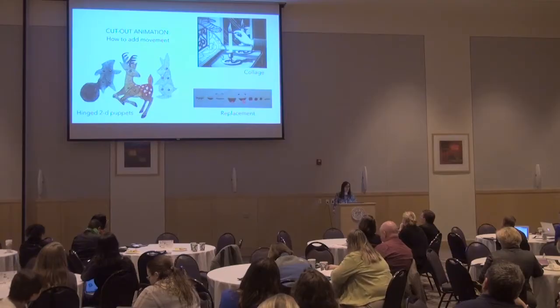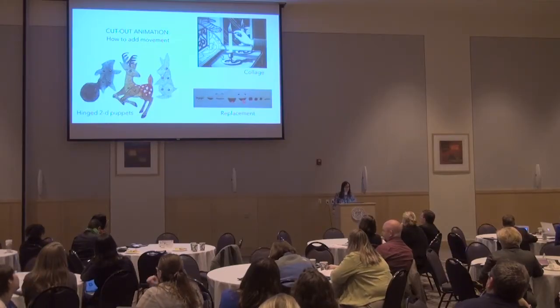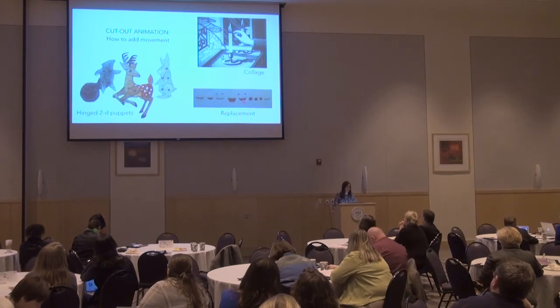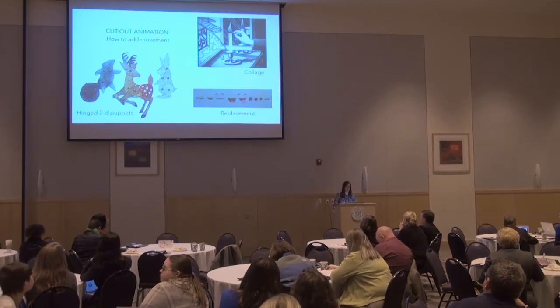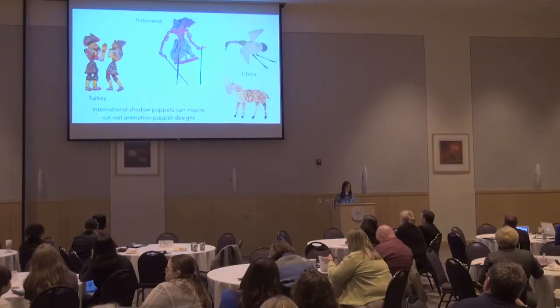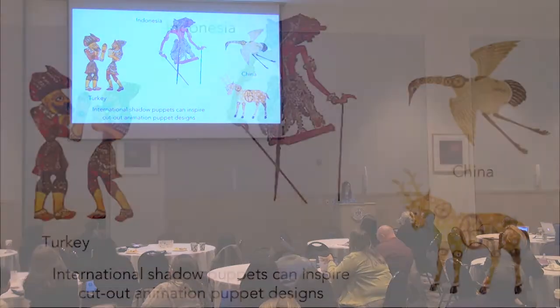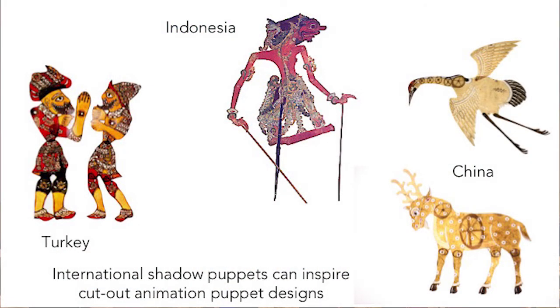I tend to use cutout animation in the projects I've led because it's the fastest and one of the easiest ways to add texture and detail, which is rewarding for people who are just starting out with animation. Cutout 2D puppets are moved frame by frame under the camera. Characters can sometimes have no hinges, like I've done fish on some projects where I have a lot of people and not a lot of time. Or they can have multiple hinges. The more hinges, the more complicated it is to move them. And a lot of times we use international shadow puppets to inspire cutout animation puppet designs.